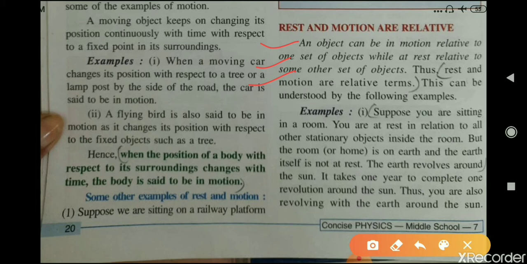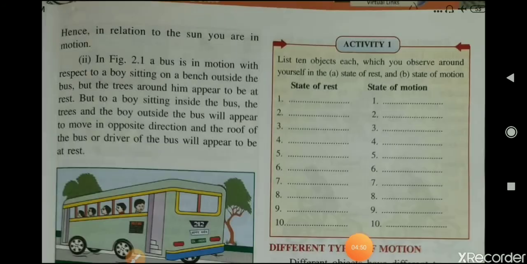Now again we will see here. Suppose you are sitting in a room. You are at rest in relation to all the stationary objects inside the room, but the room is on earth and the earth itself is not at rest; the earth revolves around the sun. It takes 1 year to complete one revolution around the sun. Thus, you are also revolving with the earth around the sun. It means you are in a state of motion. Hence, in relation to the sun, you are in motion. But with respect to the things inside the room, you are in a state of rest.